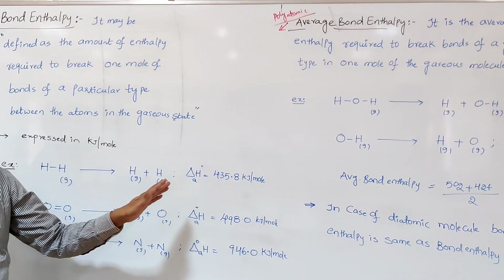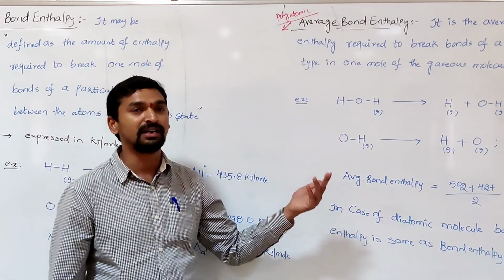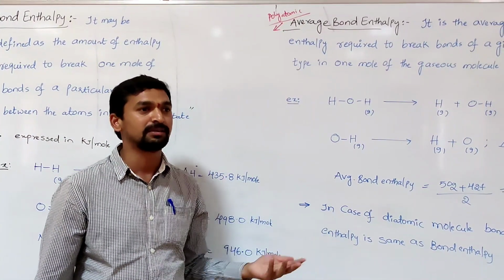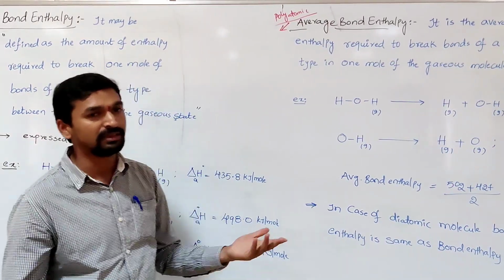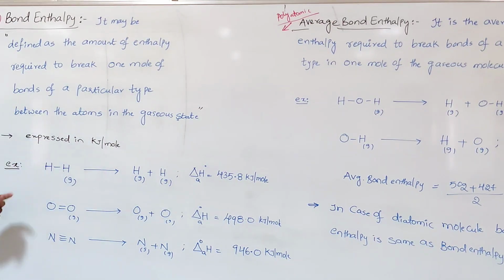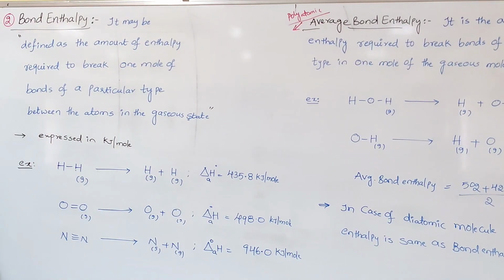In a polyatomic molecule, if more than one type of bond is present, in that case we need to take the average bond enthalpy. Enthalpy is nothing but energy, so that's why it is also expressed in kilojoule per mole.